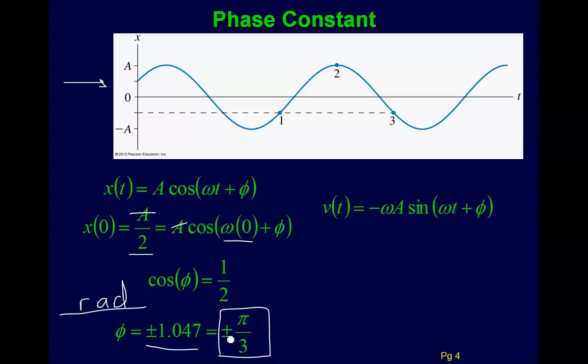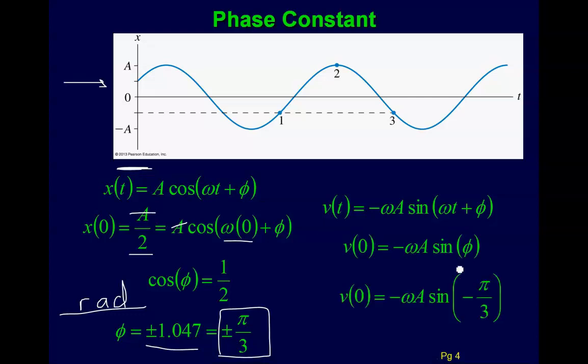And so then the question is, do I use the positive or negative? Because cosine of the positive or the negative will give you the same answer of 1/2. So you've got to look at your velocity. At this position, at time equals 0, the slope of your x versus t graph is a positive slope, so you want velocity to be positive. Again, set time to 0 and ask which one is going to make this a positive number. You have negative omega times A, which is a negative term. So sine of negative pi over 3 gives you a negative. Negative times a negative gives you a positive. So it has to be the negative pi over 3.